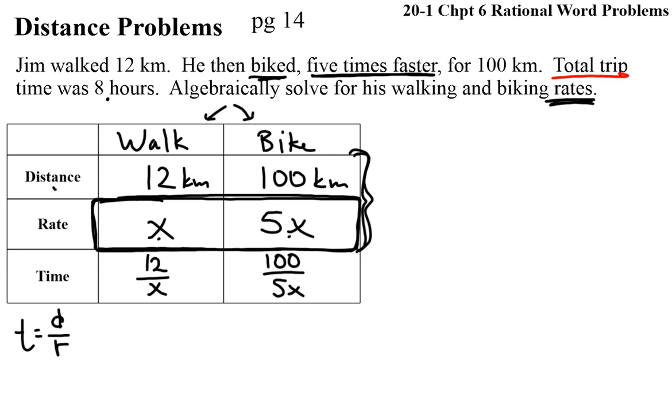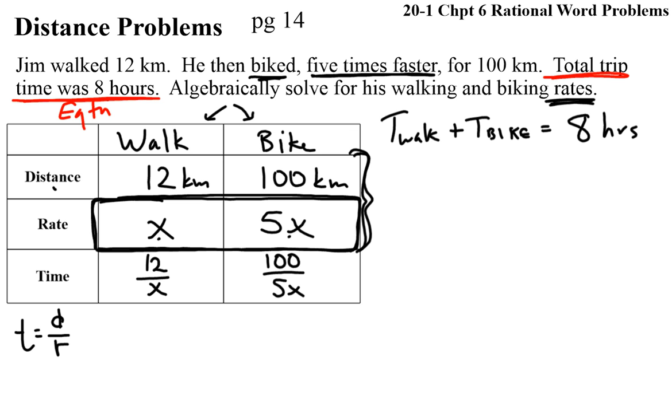Well, we've already addressed it a little bit. Total trip time was 8 hours. That's information for the equation. We know that time walking plus time biking was a total of 8 hours. So I incorporate that. Time walking is 12 over x.